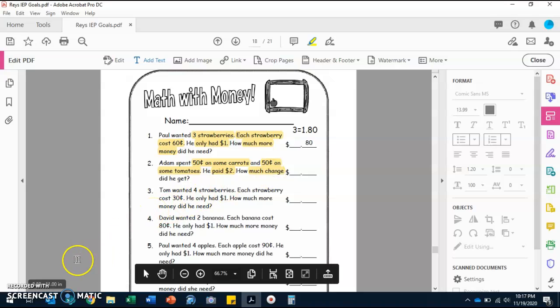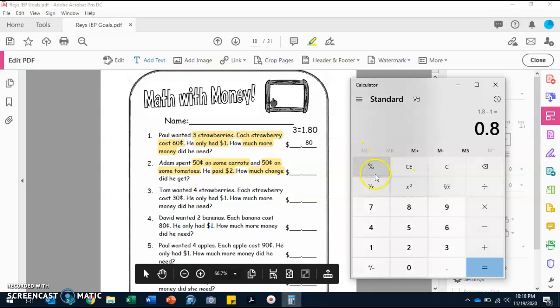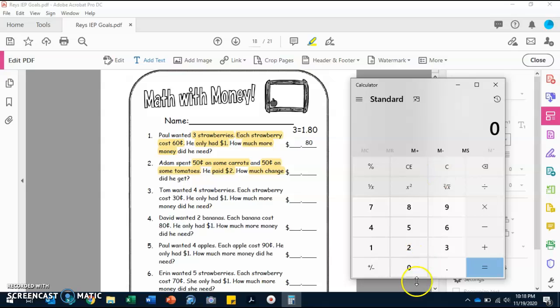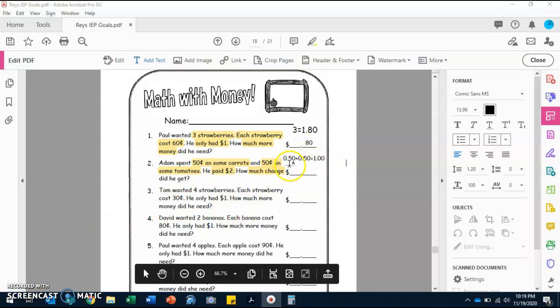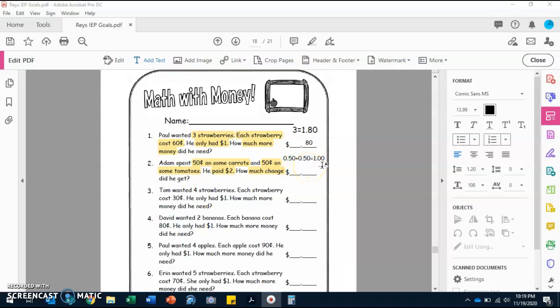Yes, good job, Ray. We are going to subtract. So first we're going to add the carrots and the tomatoes. We're going to add 50 cents plus 50 cents. So we're going to put 0.50 plus 0.50, and that gives us $1. So let's write that down over here. We're going to write 0.50 plus 0.50 equals $1.